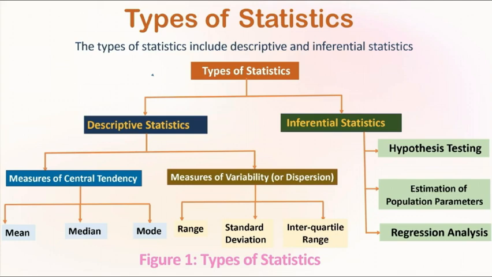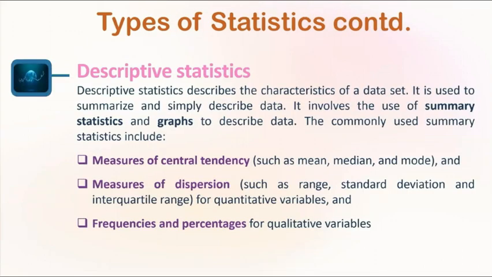As shown in Figure 1, descriptive statistics is subclassified into measures of central tendency, such as mean, median, and mode, and measures of variability, such as range, standard deviation, and interquartile range. On the other hand, inferential statistics is subclassified into hypothesis testing, estimation of population parameters, and regression analysis.